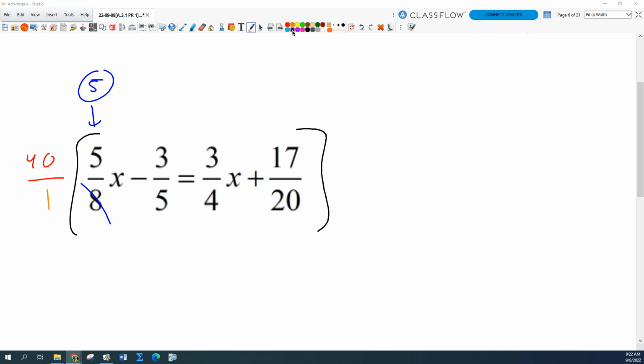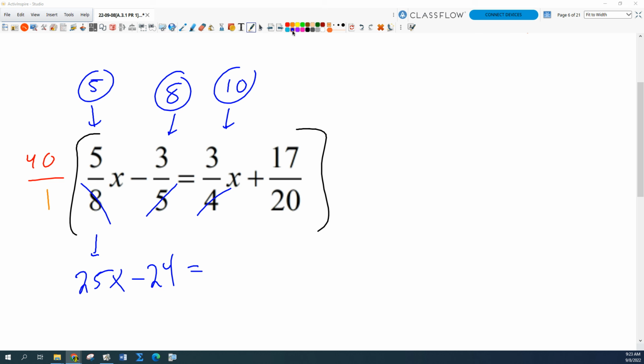So then we end up with 5 times x is 25x. 40 divided by 5 reduces to what? 8. So we'll cross out the denominator and multiply that 8 by the numerator. 8 times 3 is 24, so I get a minus 24. 40 over 4 reduces to 10. So I'll cross that out and multiply 10 times 3 times x is 30x. And finally, 40 over 20 is 2. There you go. And 2 times 17 is not so bad. That's just 34. Now look, we got an easy equation, right?